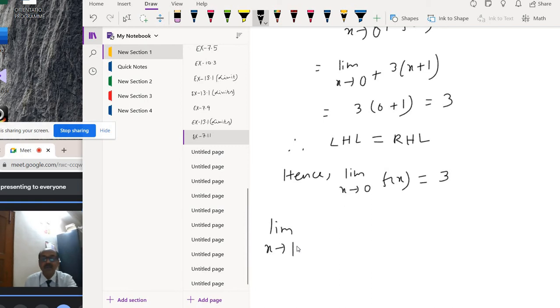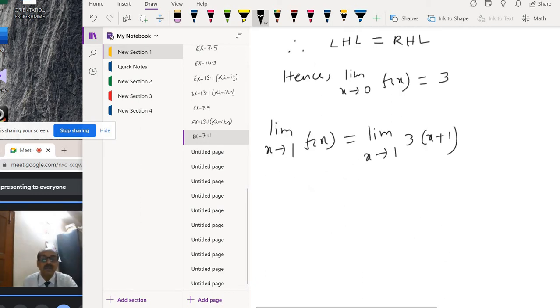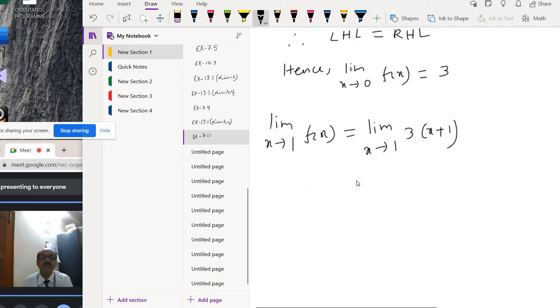So in both cases you can write the limit as x tends to 1 of f(x) equals the limit as x tends to 1 of 3x plus 1, which is 3 into 1 plus 1, which is 3 into 2, which equals 6.